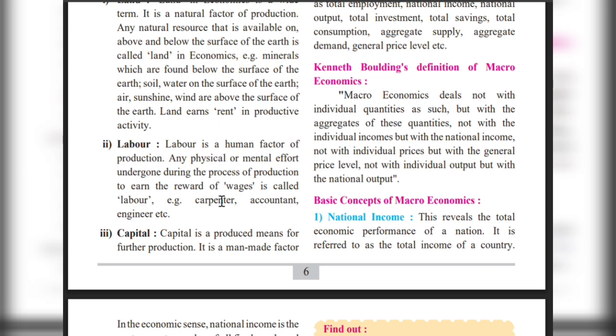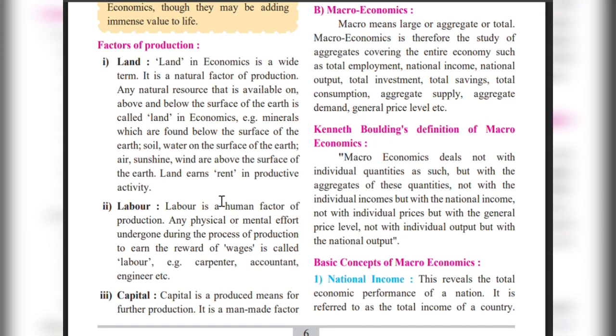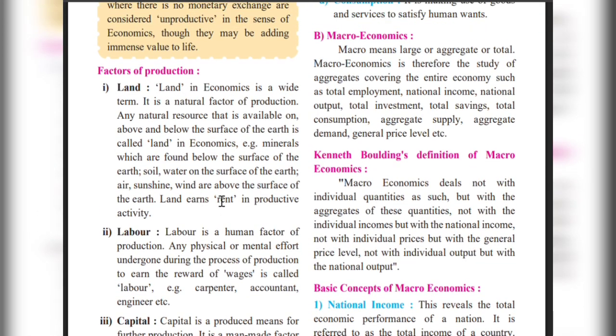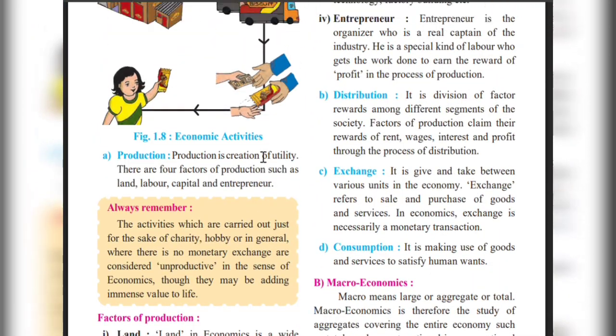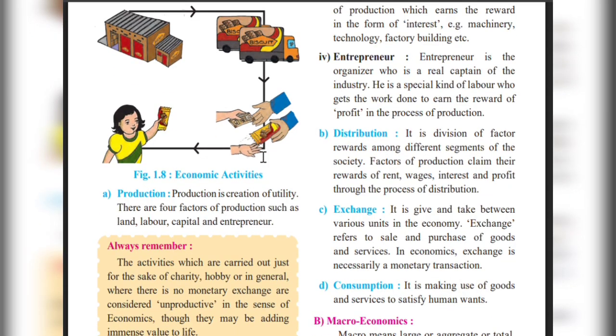Next, we have the capital. Capital is produced for means of further production. Man-made resources used for further production. Example: machines, tools, factories. And the reward of the capital is the interest. They get the interest rate.